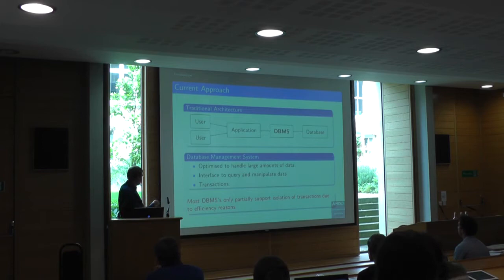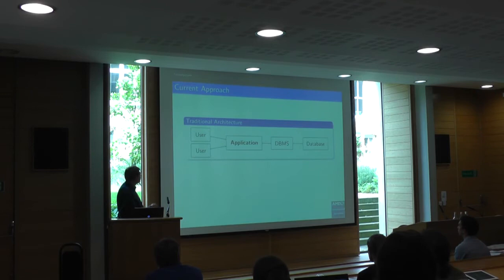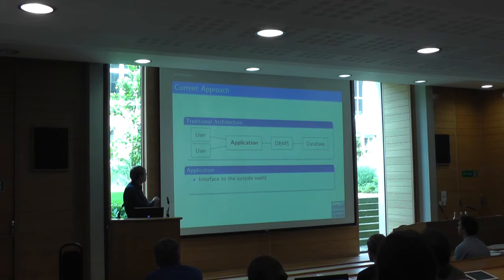One of the problems with current database management systems is that, while they do support the ACID properties, most of them do not support isolation completely, only partially, because it's very expensive to provide full serializable isolation. So you usually also see an application, because this provides an interface to the outside world, and you can enforce additional security constraints. You could just give a user the password to the database, but you wouldn't want to do that in practice. So usually you put an application on top to provide a nice interface.